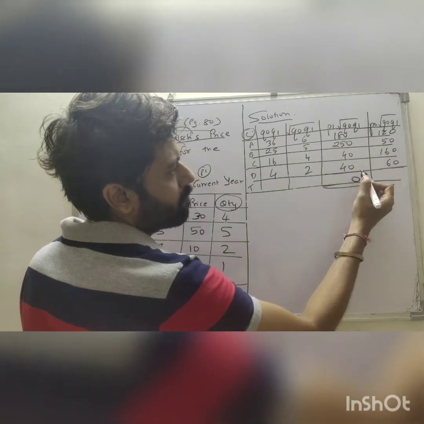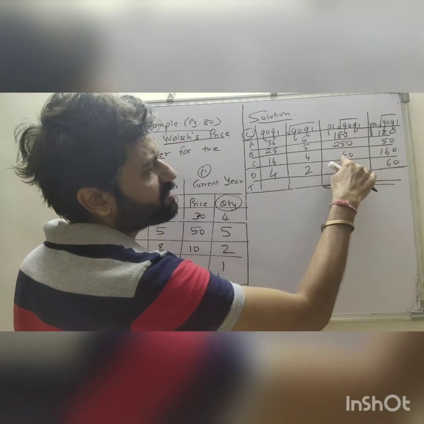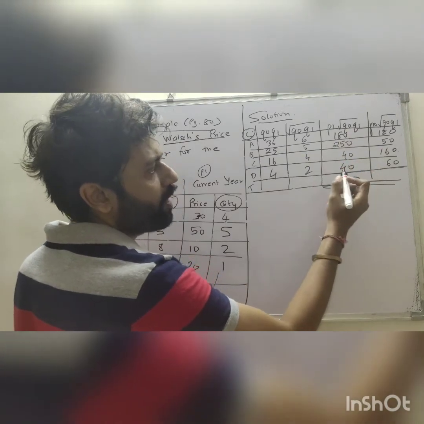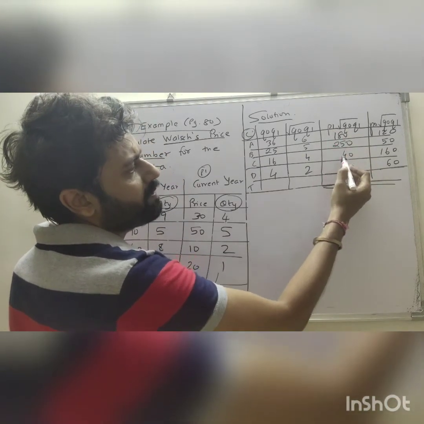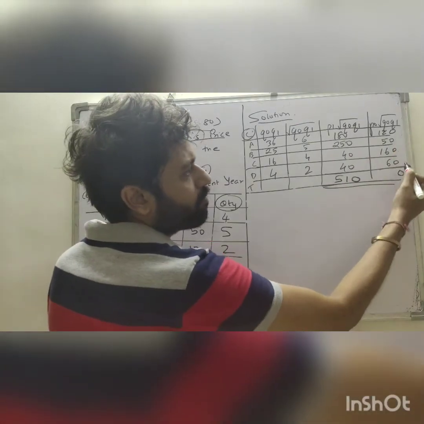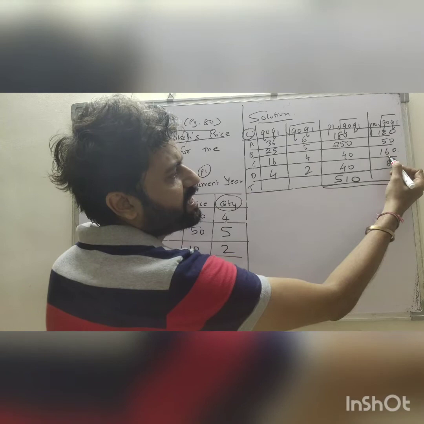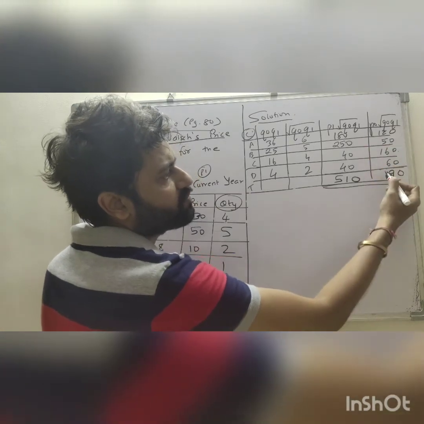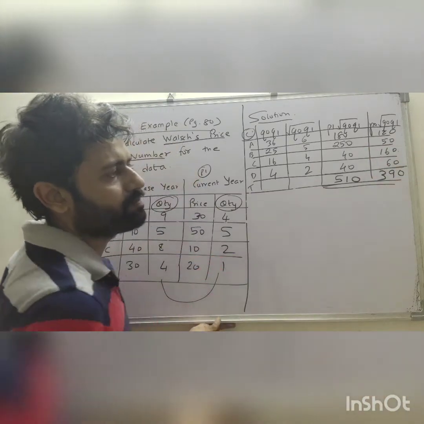0. 8 plus 5, 13. 13 plus 4, 17. 17 plus 4, 21. 1, 2. 2 plus 1, 3. 3 plus 2, 5. 510. 0. 2 plus 5, 7. 7 plus 6, 13. 13 plus 6, 19. 1. 1 plus 1, 2. 2 plus 1, 3. 390.